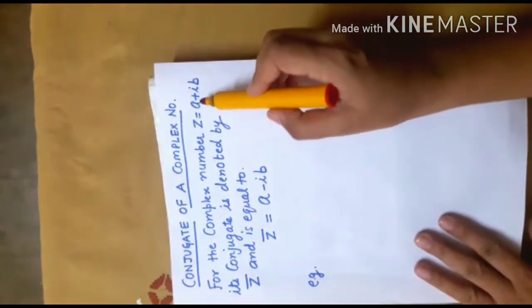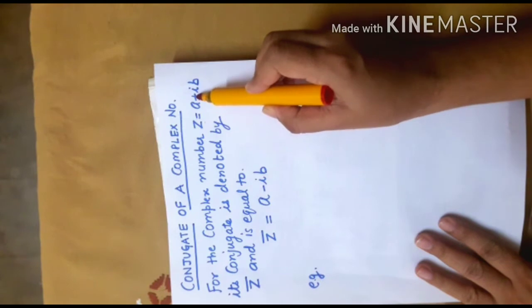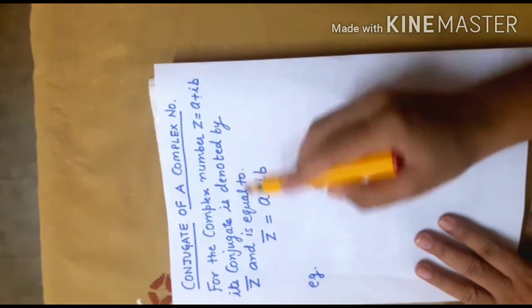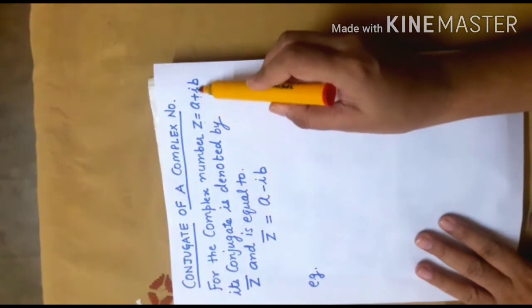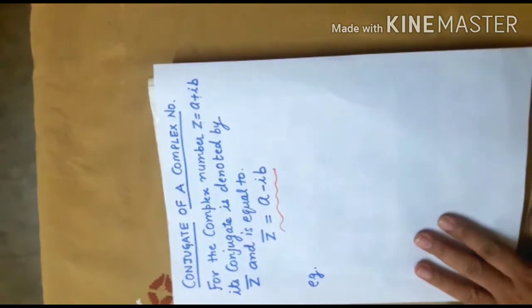To calculate the conjugate of this complex number, change this sign. If it is plus, make it minus. If it is minus, make it plus. So the conjugate of a plus iota b is a minus iota b.